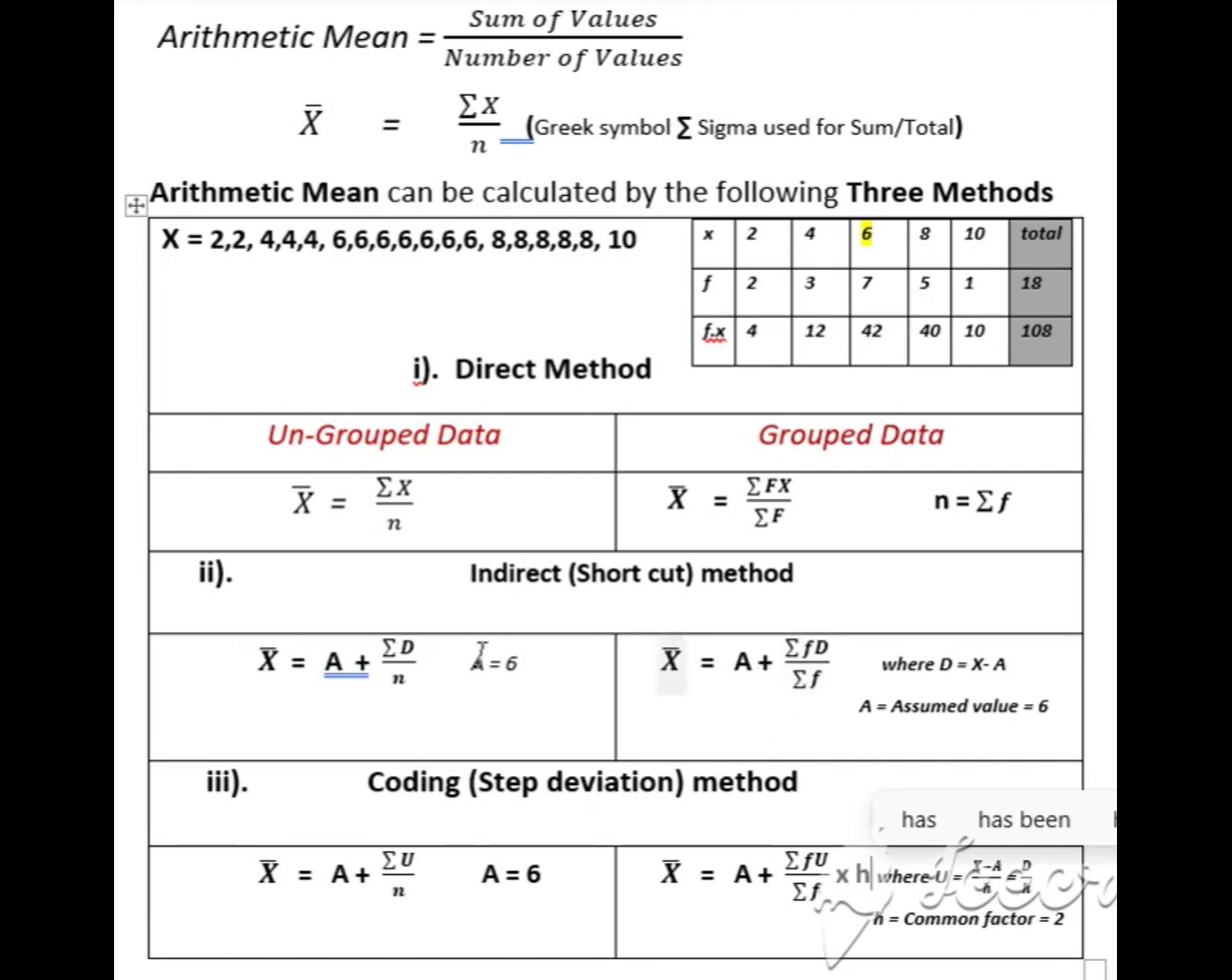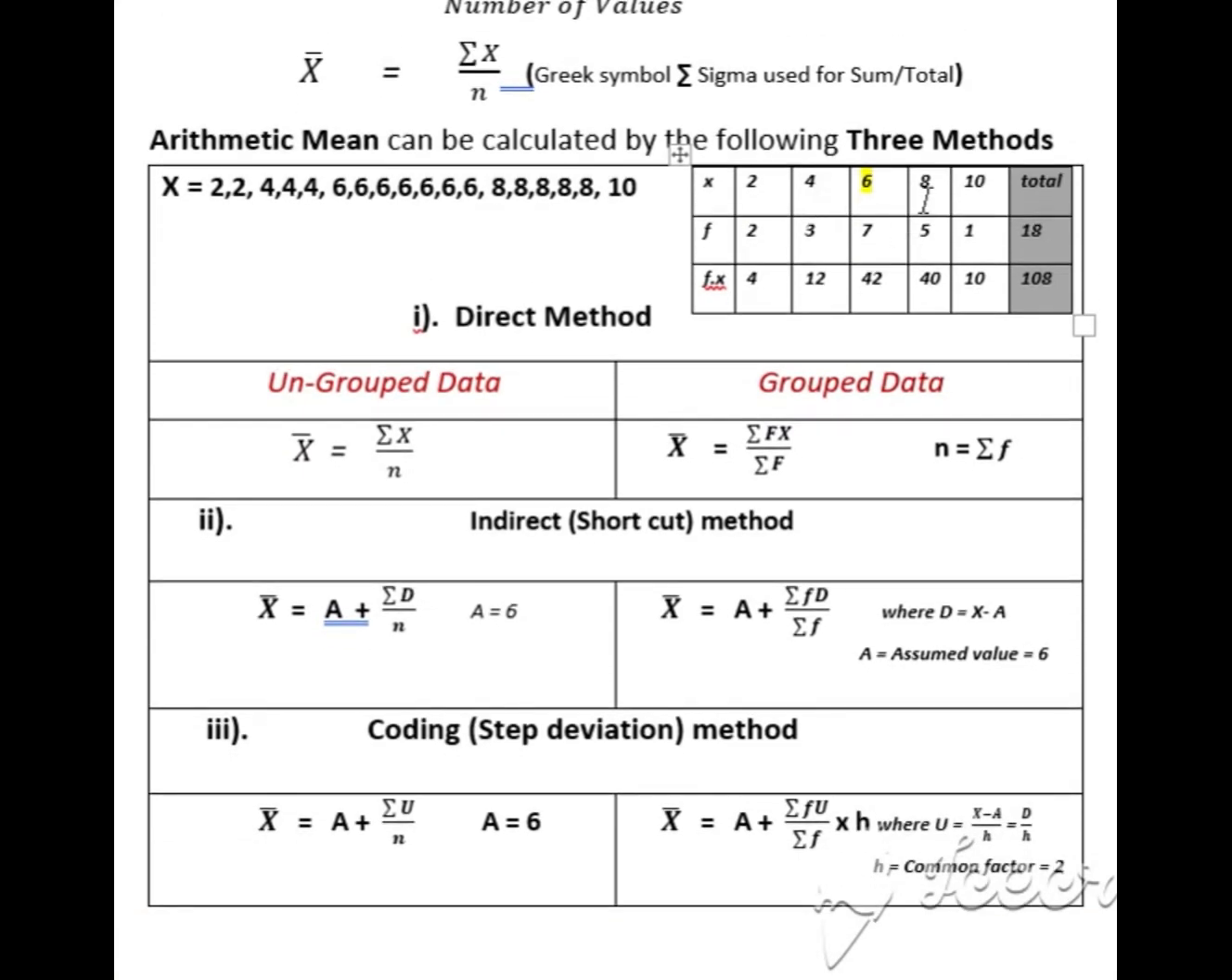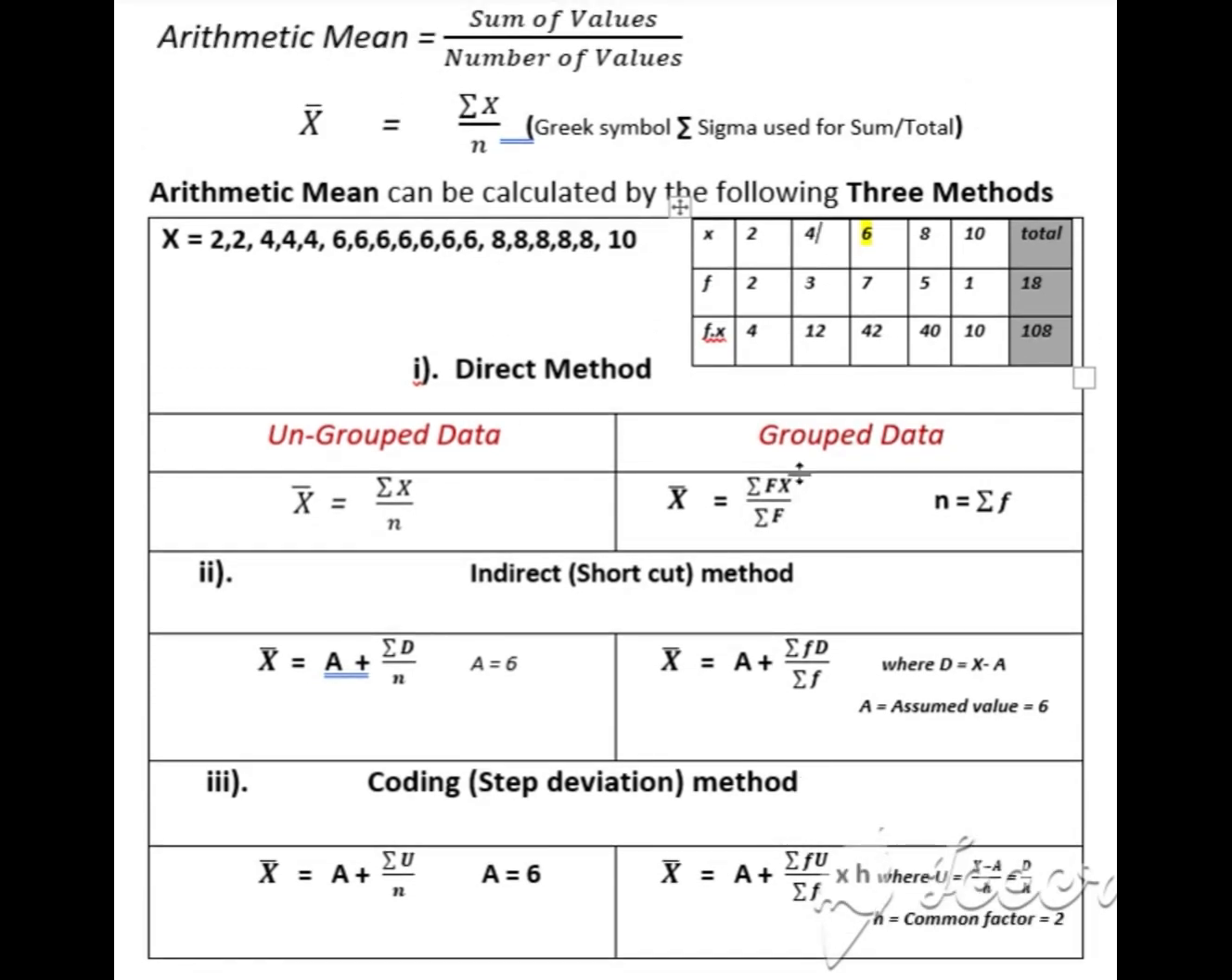What is A? A is any assumed value that you can assume from x. Someone can assume 4 is A, someone can assume 6, or 8, or even 7. 7 is not among these numbers, but you can assume any number from 2 up to 10 as A. So it's up to you. Here I assumed A is equal to 6.